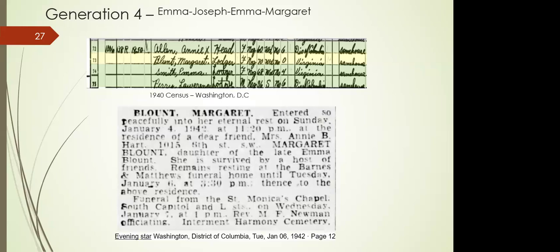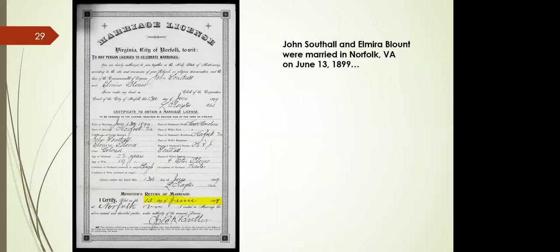Follow up on that. I had a couple of loose ends that I just wanted to share with you. This is the marriage license for Joe's daughter Elmira and John Southall. They were married June 13, 1899 in Norfolk.